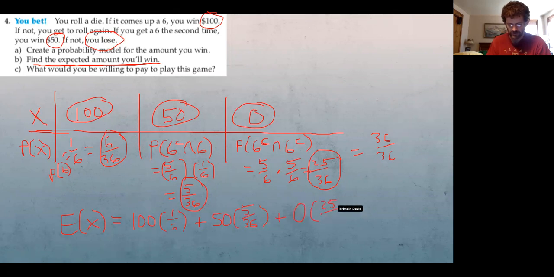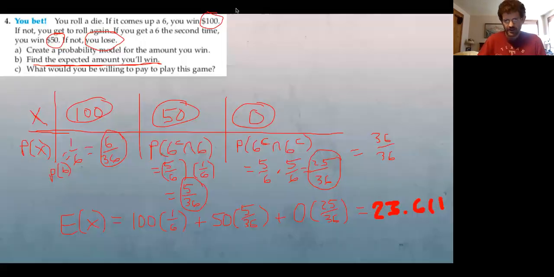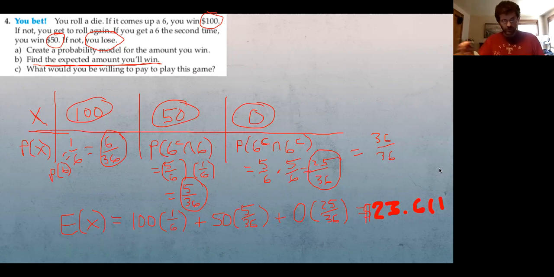Actually, let's go ahead and do this calculation just to see what that turns out to be. Or easy to make a mistake, I should say. All right, so 23.61. There you go. There's our expected amount we'll win. So just going to that last question again, how much would you be willing to pay to play this game?